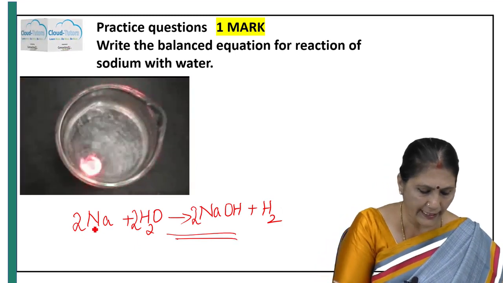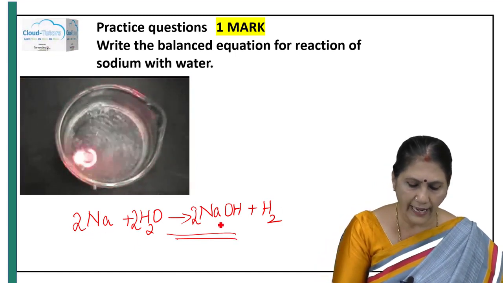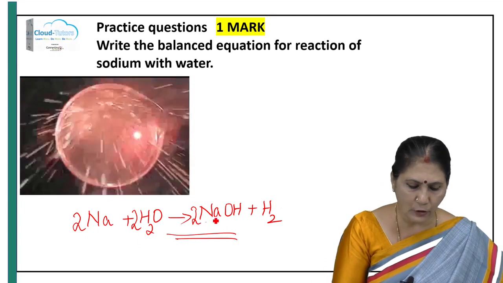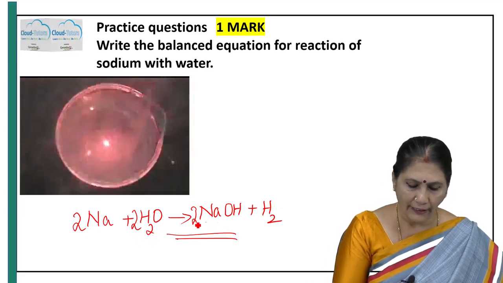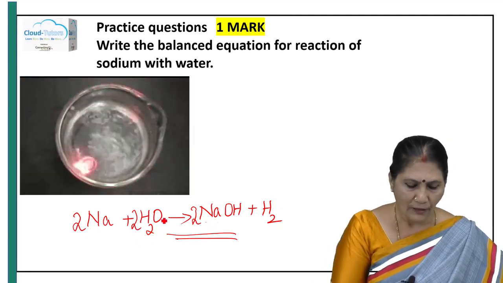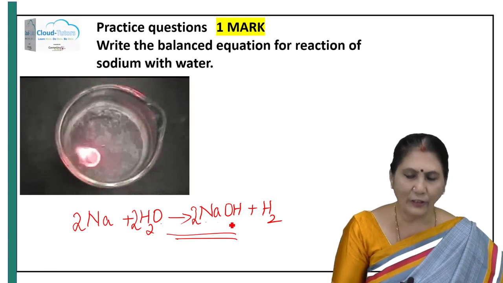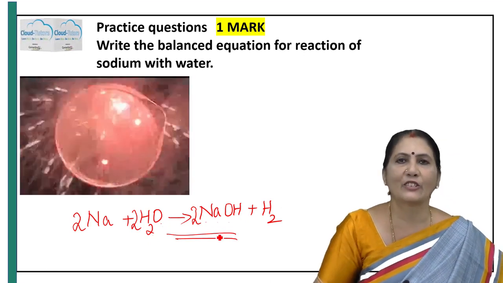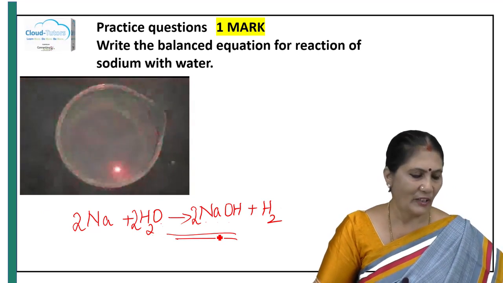This equation is known as a balanced equation. Very quickly you can check. Sodium is 2 on the reactant side, on the product side it is 2. 2 into 2 is 4. Here it is 2 plus 2, 4. Oxygen is 2 here. Here also it is 2. That means such an equation is called a balanced equation.